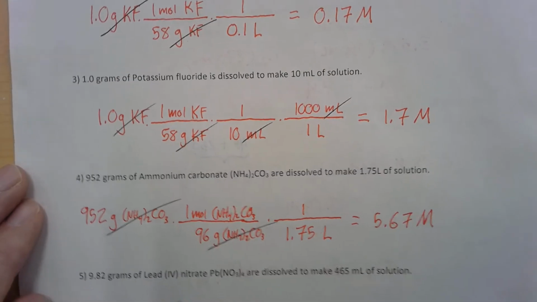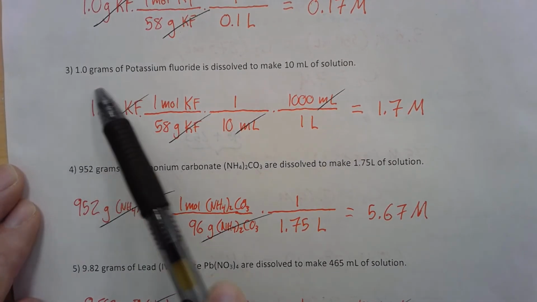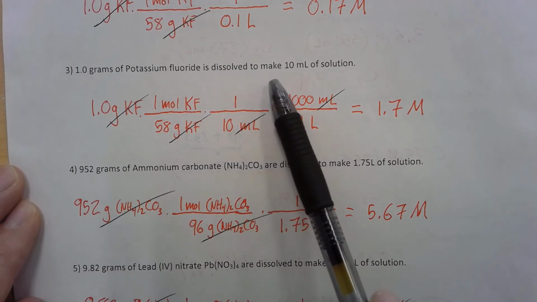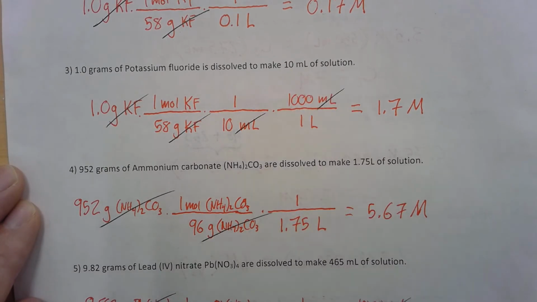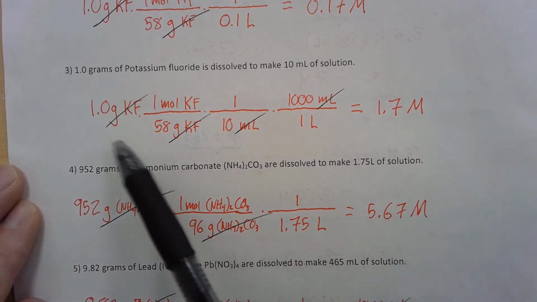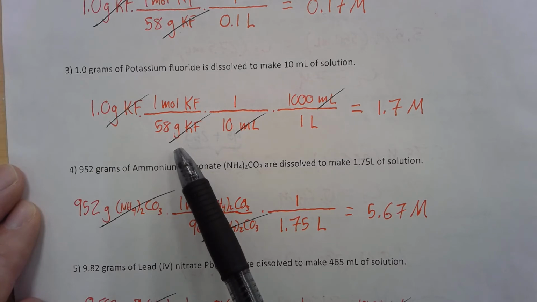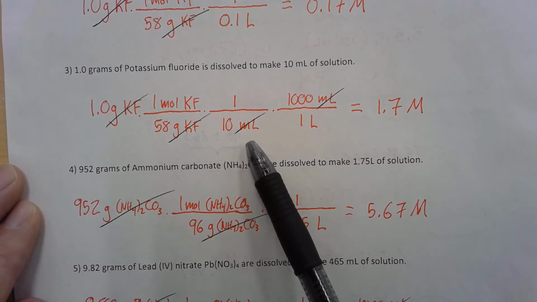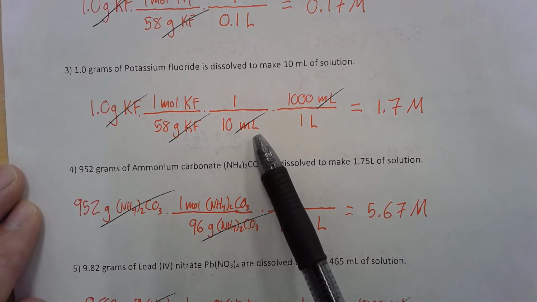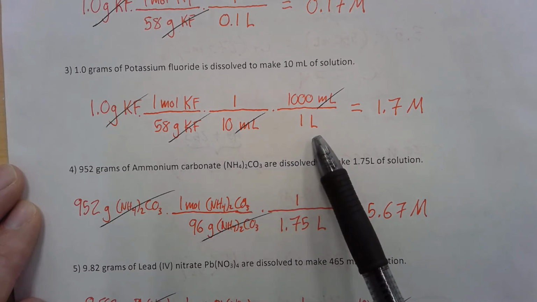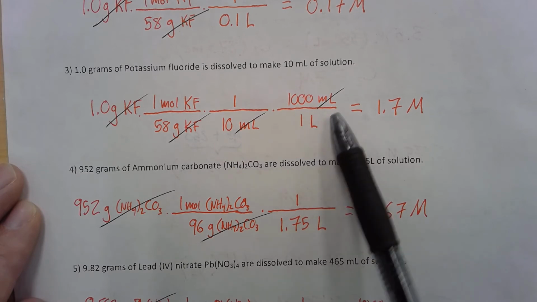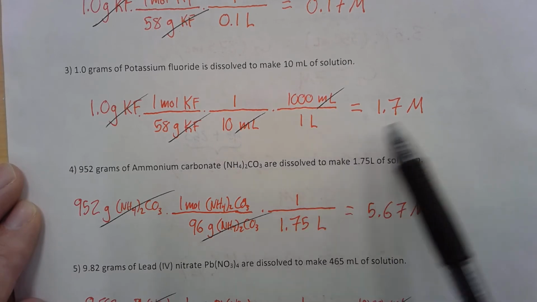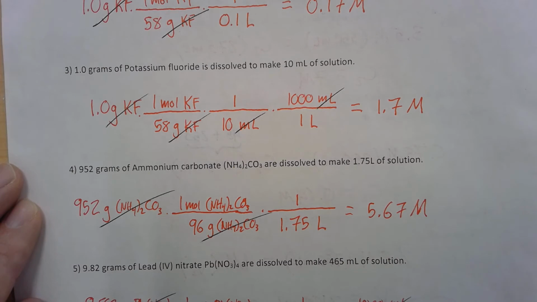Number 3, we have 1 gram of potassium fluoride is dissolved to make 10 milliliters of solution. It's a similar process here, but we have to do one more conversion. So we have 1 gram, divide by the molar mass, divide by this volume unit, which is 10 milliliters, and then we need to convert this milliliters to liters. And we know that 1,000 milliliters is 1 liter. Okay, and then you get 1.7 molar.